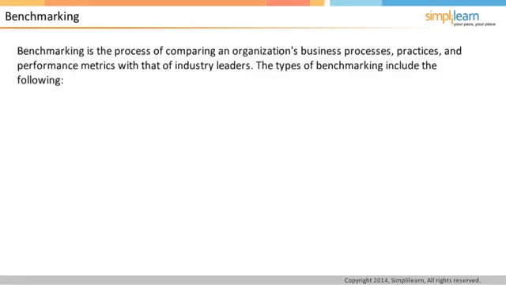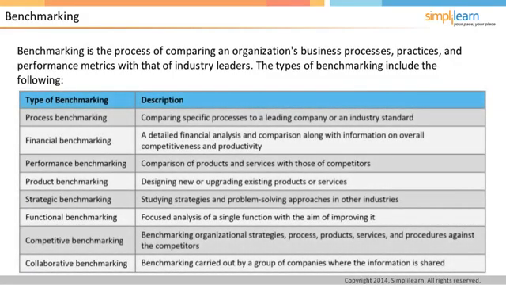Benchmarking is the process of comparing an organization's business processes, practices, and performance metrics with that of industry leaders. There are various types of benchmarking. Let us briefly look at each type. Process benchmarking entails comparing specific processes to a leading company or an industry standard. This is useful to obtain a simplified view of business operations and enables a focused review of major business functions. Process benchmarking includes comparisons of production processes, data collection processes, performance indicators, and productivity and efficiency reviews.